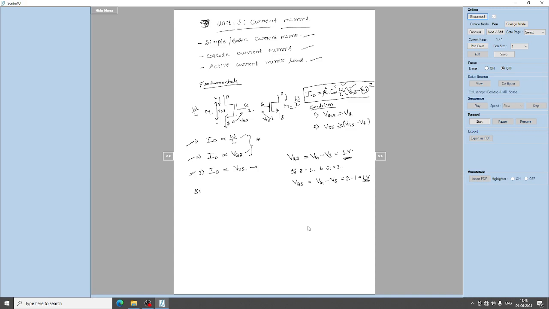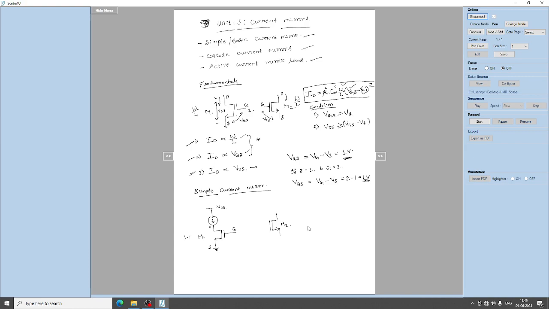Now coming to the simple current mirror circuit. This is transistor M1, and this is gate, source and drain. This is VDD, and we assume another transistor over here. Both are NMOS devices, and this is M2. So these are the two devices.